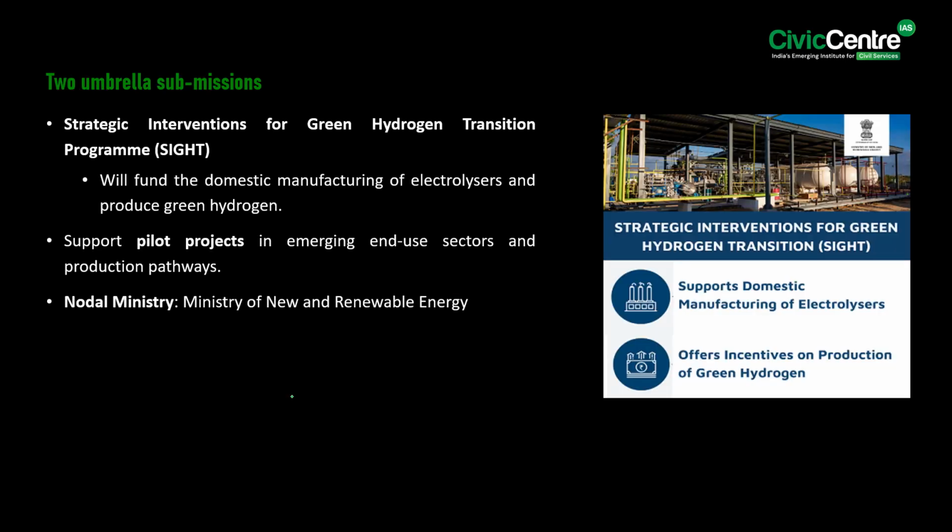Also, there are two umbrella sub-missions under the program. The first is the Strategic Interventions for Green Hydrogen Transition Programme, in short called SIGHT, that will fund the domestic manufacturing of electrolyzers and produce green hydrogen. Then the second is to support the pilot projects in emerging end-use sectors and production pathways. Know that the nodal ministry is the Ministry of New and Renewable Energy.